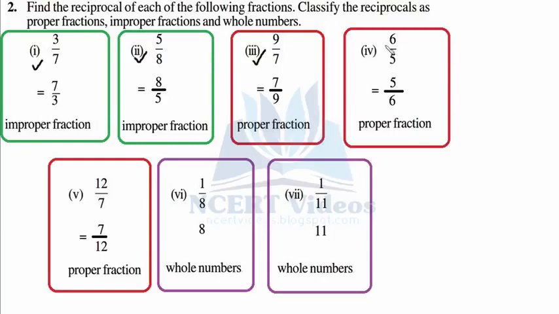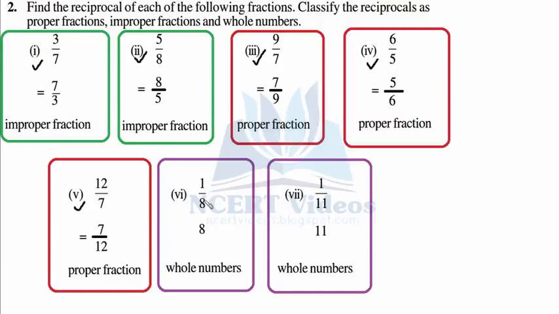Again, we will flip it. It becomes 5 over 6. It is proper because again the numerator is smaller. 12 over 7 becomes 7 over 12. It is proper because the numerator is smaller than the denominator. That was your fifth part.